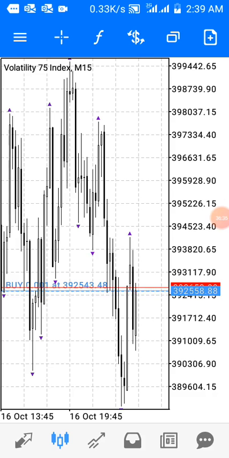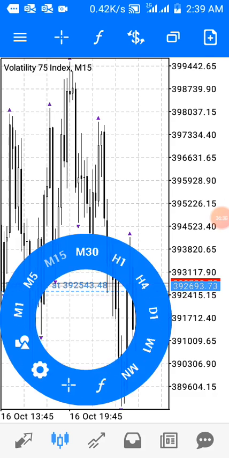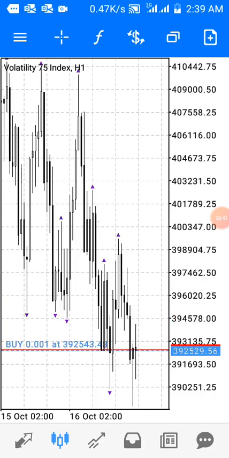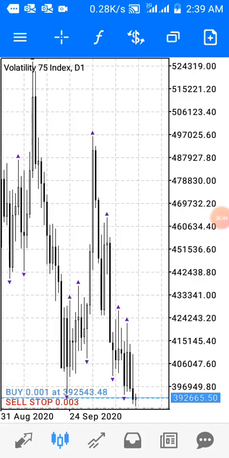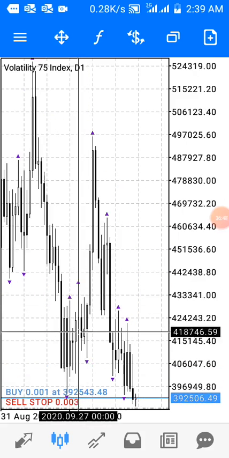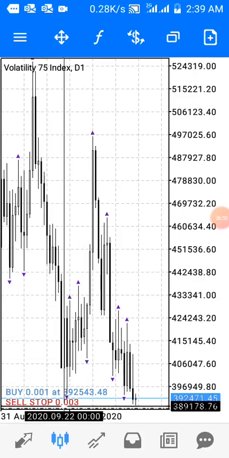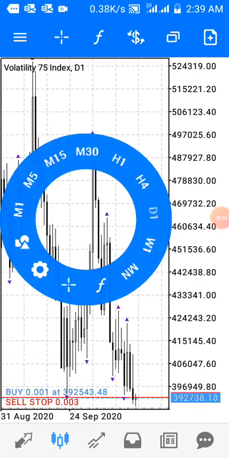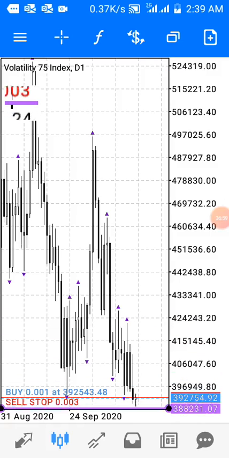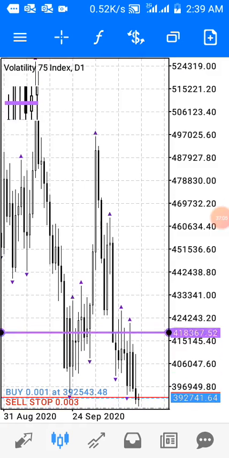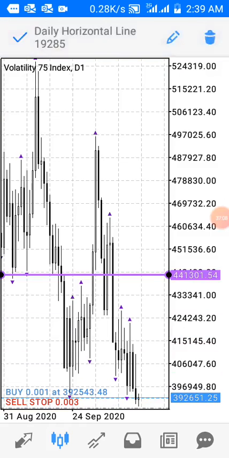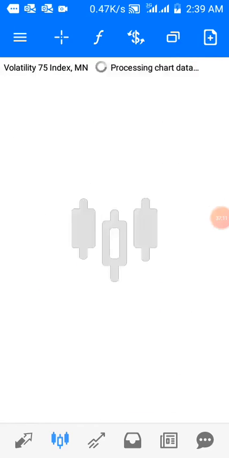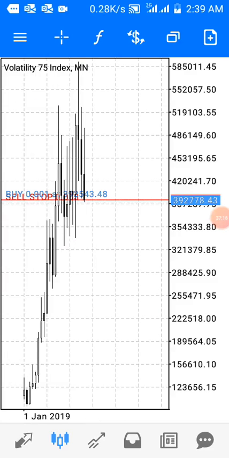Okay, now I've placed my entry. Let's look at it on the 1 hour time frame. Okay, what about 4 hour? What about daily? It's far below. You can see the sell stop at the bottom. Let me put a line so that we can see it. So that's the sell stop there, that's my insurance. Let me put it on the weekly and see if you can still see it. Okay, that's it. So I'm buying, but I've placed a sell stop.